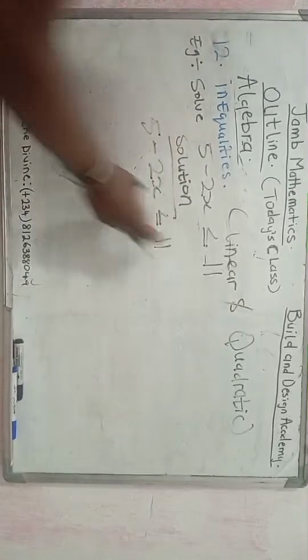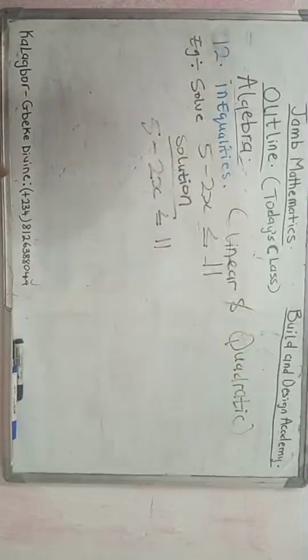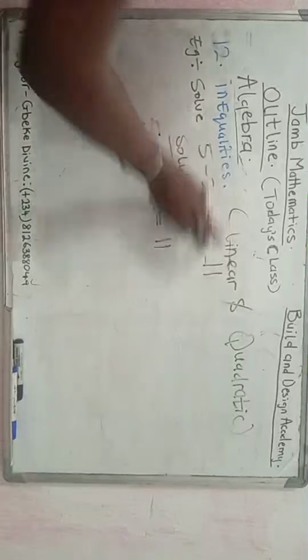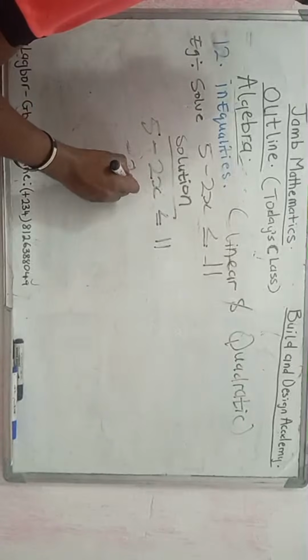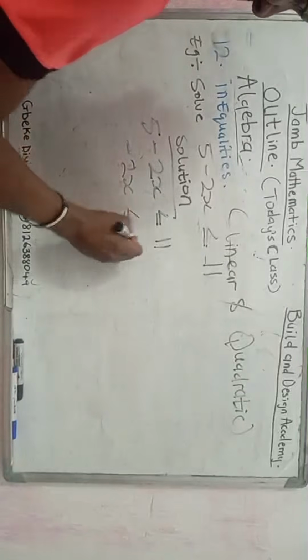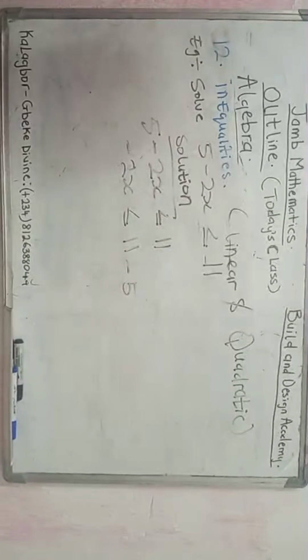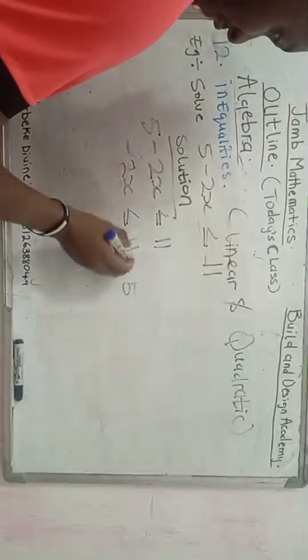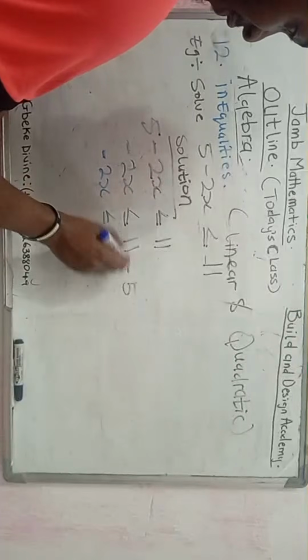We will now take this 11. Our goal is to find x. Since you are looking for x, we'll first of all carry this 5 to the other side. So we will now have minus 2x less than or equal to 11. Since you are taking 5 to the other side, it becomes negative, the same way we do in our quadratic equation. It becomes 11 minus 5. Now, minus 2x less than or equal to 11 minus 5, which is what?